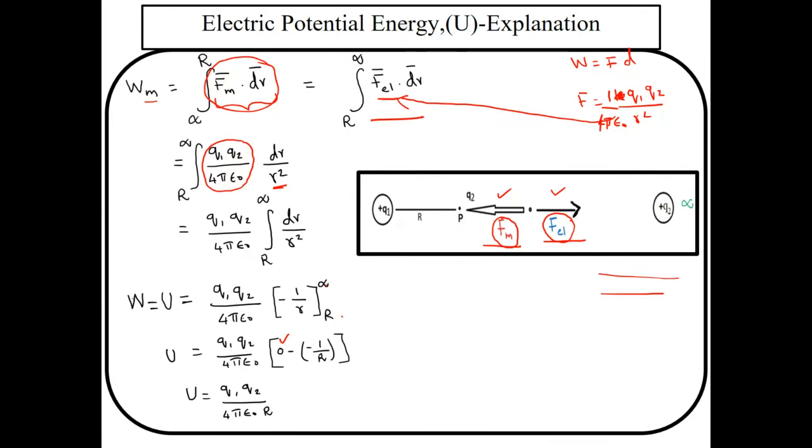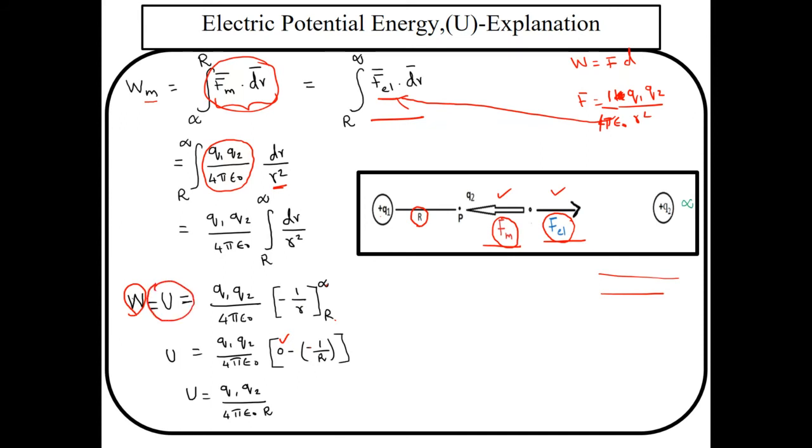And when you apply the lower limit, this small r is converted to capital R, because our ultimate aim is the distance from Q2 to the point P. So when you substitute the lower limit, small r is converted to capital R, and finally minus into minus becomes plus. I will get this equation. Actually, this is my work done, and this exactly says about your energy.